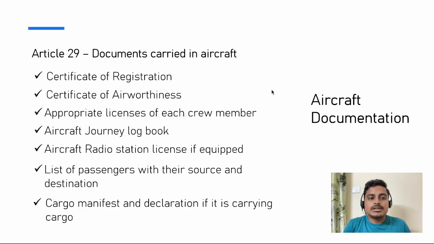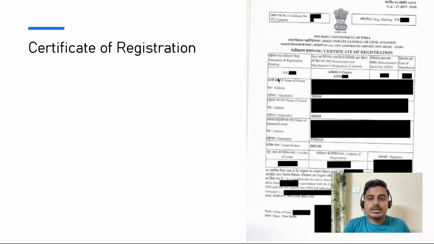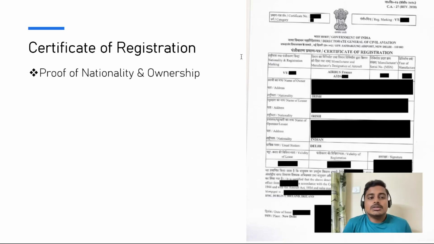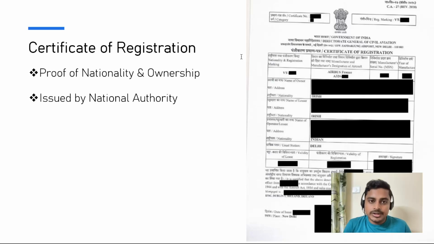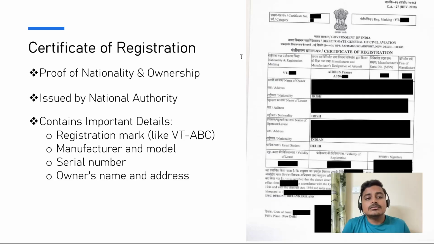We'll start with the certificate of registration, which looks something like this. Some of the information has been hidden for obvious reasons, but this is a sample. So this certificate includes the proof of nationality and ownership of that aircraft. It is issued by a national authority, like DGCA. It has certain important details like the registration mark, the manufacturer and model, serial number, owner's name and address.